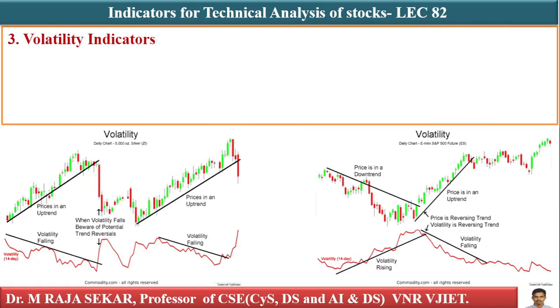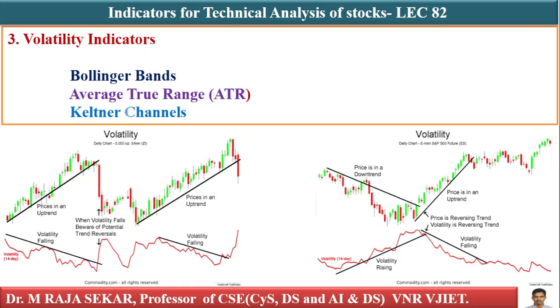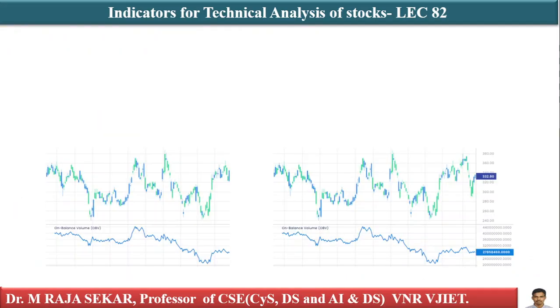Third one is volatility indicators. These measure the rate of price changes. For example, you might have heard about Bollinger Bands, which consist of a moving average with upper and lower bands to show volatility. We will discuss this. And average true range, ATR, measures market volatility by averaging the true range over a set period. There is something like Keltner channels. These things we will see in future classes.